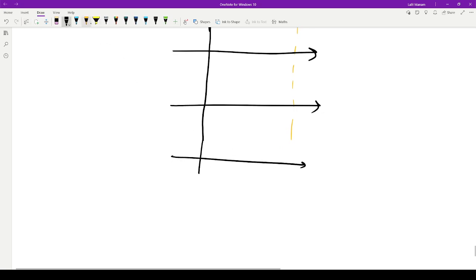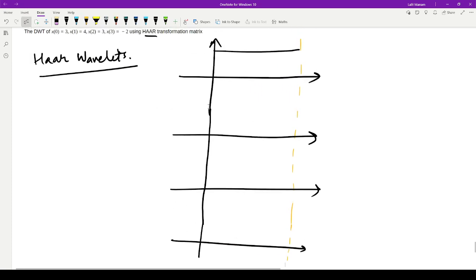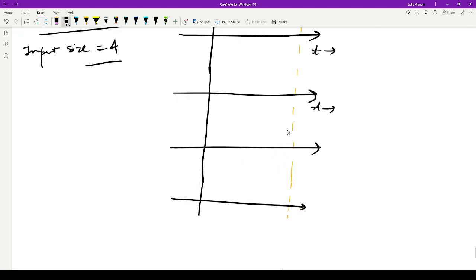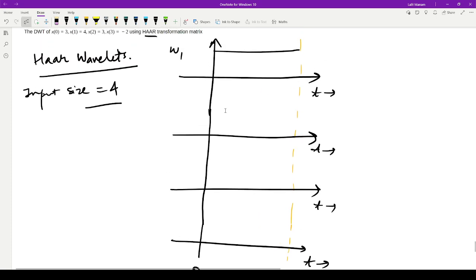How many Haar wavelets will you need? What is the size of the input data? Input size is 4, right? Size is 4 in the sense that only for 4 time instances it exists, otherwise it is 0. So the Haar wavelets look like this. If I call it W1, it varies with respect to time like this. All these are time axes. So maybe this is 4, since this is the end, this is 0. How should it look?